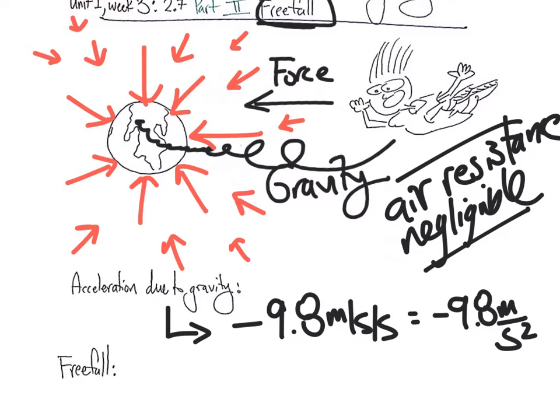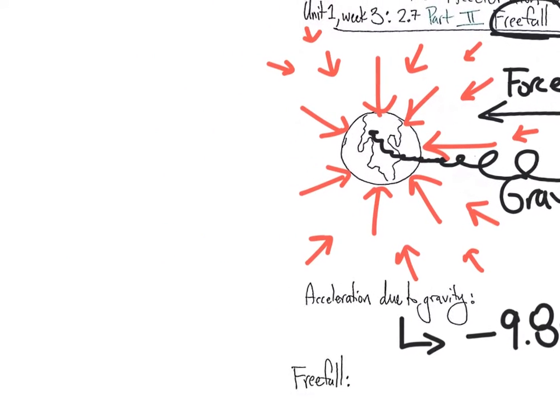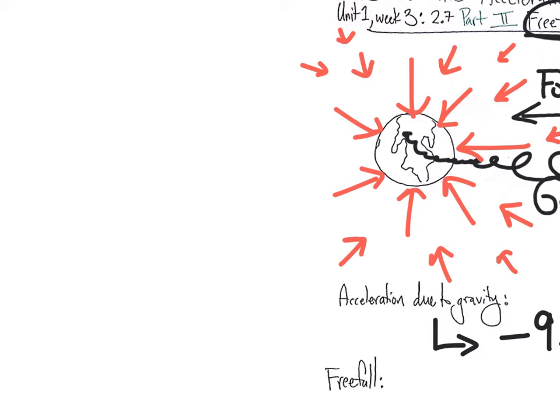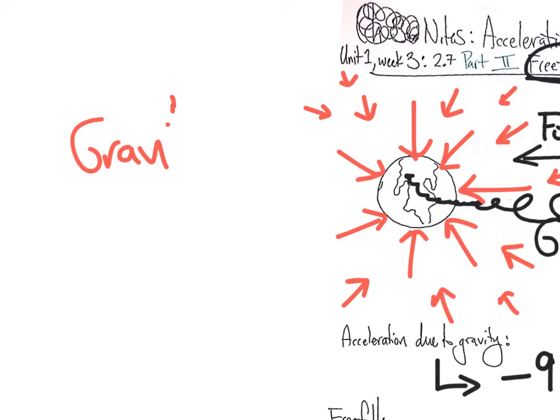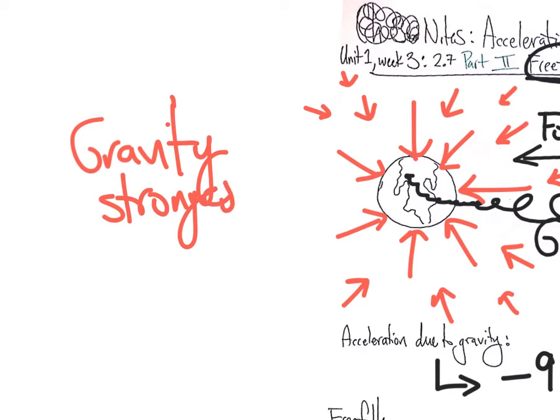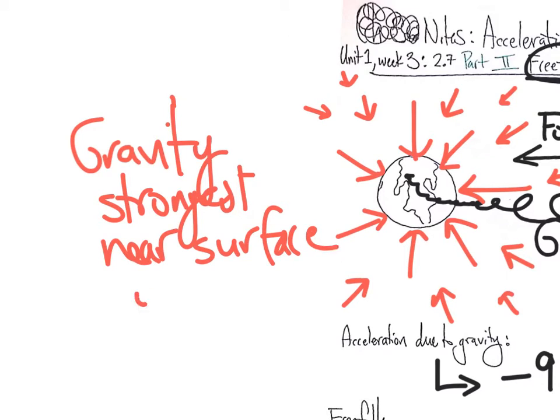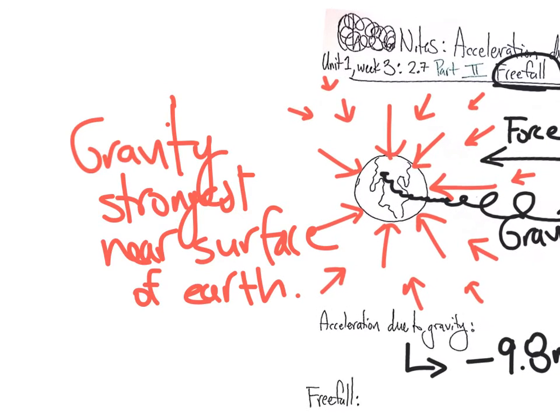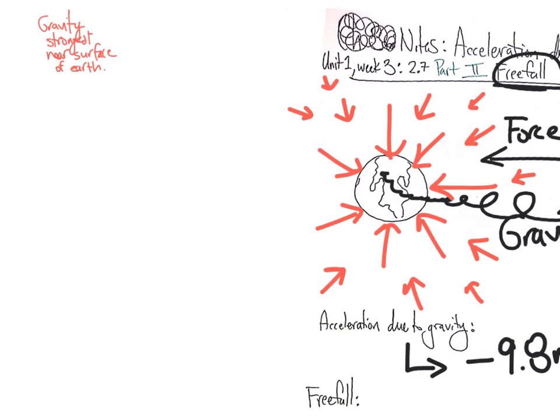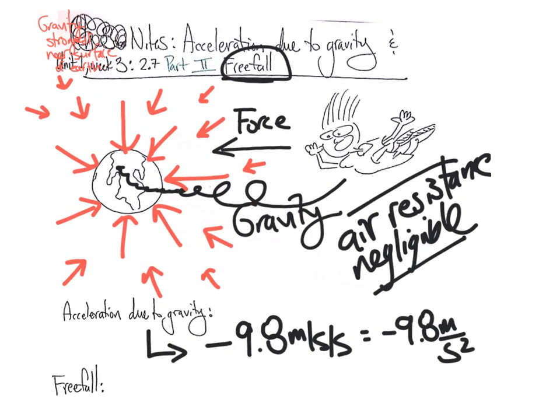So we could generalize this by saying something like gravity strongest near surface of Earth. And we'll talk more about gravity later. But when we say negative 9.8 meters per second squared for the acceleration due to gravity, that's the acceleration due to gravity on the surface of Earth. Farther away it would be less.